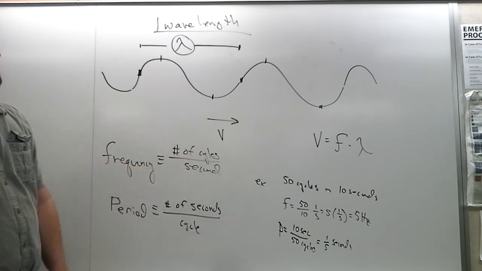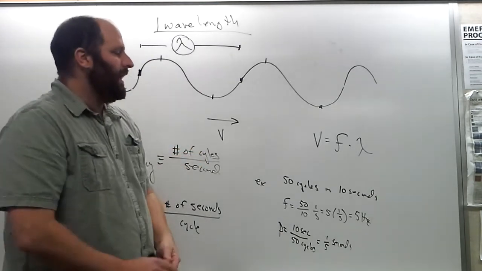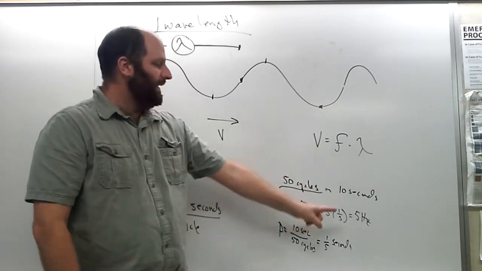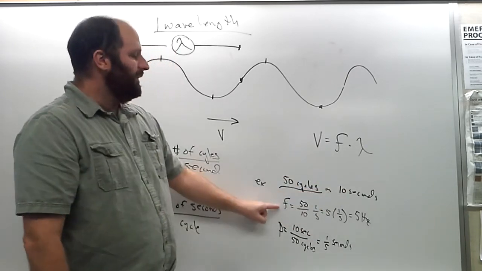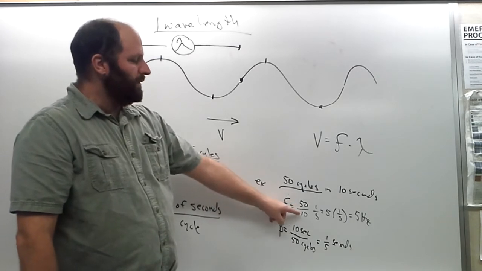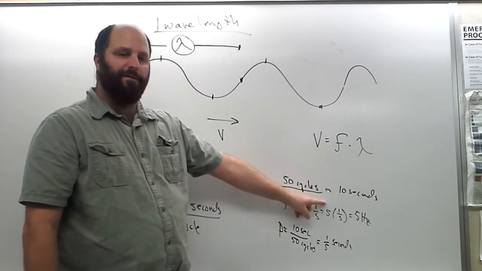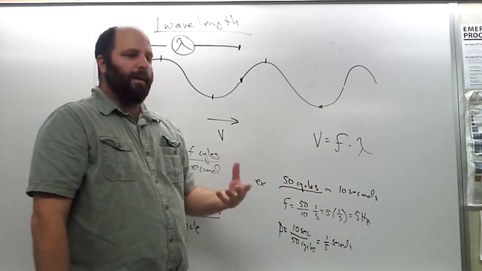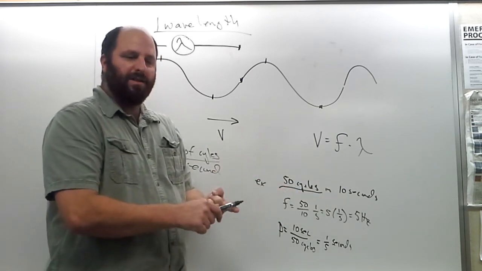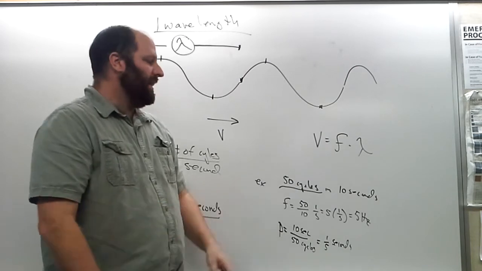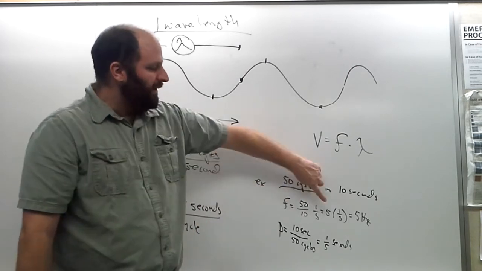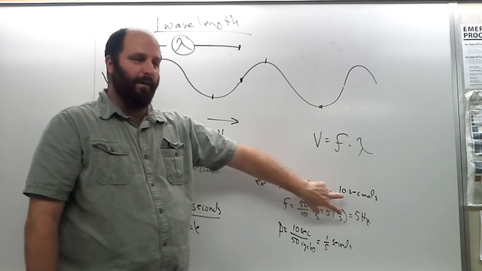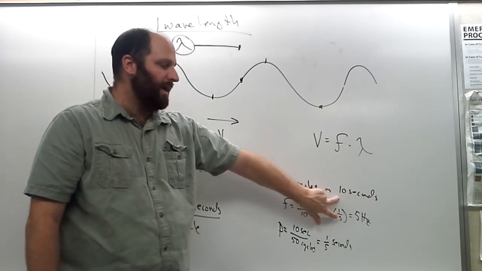So I went through a quick little example here. If we have some sort of oscillating phenomenon that goes through 50 cycles in 10 seconds, then the frequency would be 50 cycles over 10 seconds, which is equal to 5 cycles per second. Now the term cycle really is not a physics unit. It's not a mass or a length or a time, so it's usually not written in the units. So the units here would just be 1 over seconds.